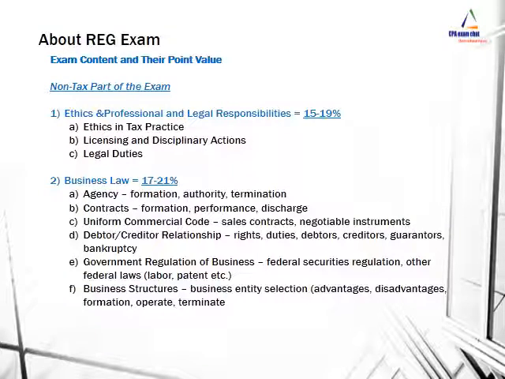Now let's get into detail of each exam. Let's talk about regulation first. Basically, you have a tax part on this exam and a non-tax part. We'll start with the non-tax part. They will ask you on the exam about ethics and professional legal responsibilities, which is 15 to 19%. Business law is between 17 to 21%.